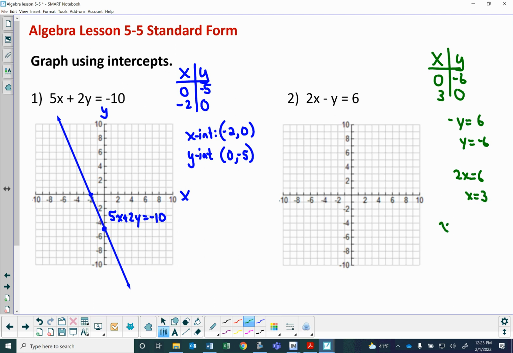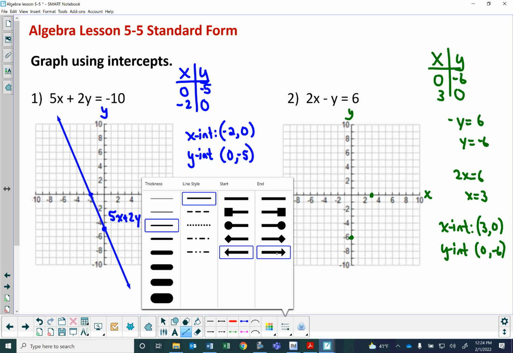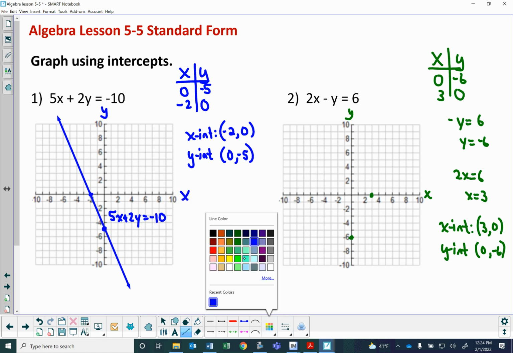So my x-intercept is 3, 0. My y-intercept is 0, negative 6. Those are the 2 points I'm going to plot on my graph. So I'm going to plot the point 3, 0. So 3, 0 is here. 0, negative 6 is down here. Take my handy dandy straight edge. Connect these with a solid line.